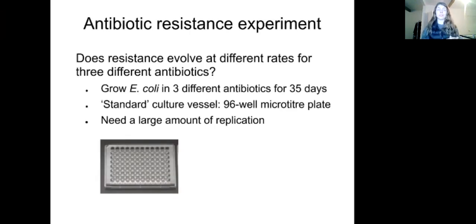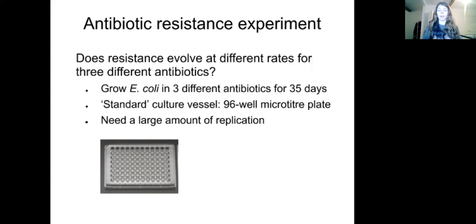So my current research is nothing to do with fish. I'm interested instead in understanding how antibiotic resistance evolves in bacteria. And this involves a lot of performing laboratory experiments to understand how resistance evolves in the presence of an antibiotic treatment. And one experiment I've done since coming to Manchester was to look at the rate of resistance evolution for several different antibiotics. A simple question I started with was, does resistance evolve at different rates for these 3 antibiotics?